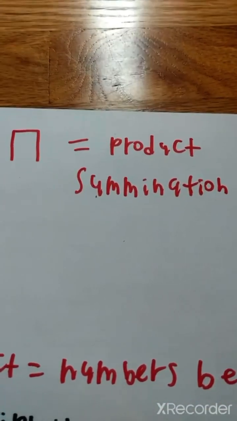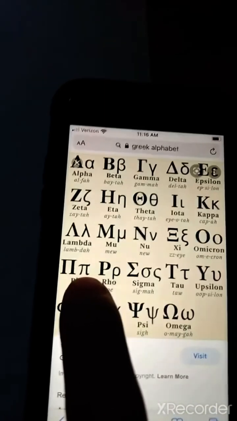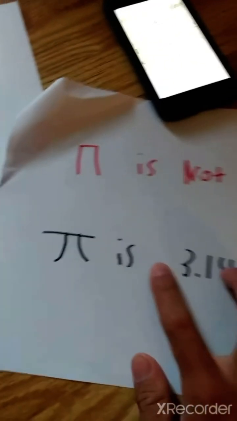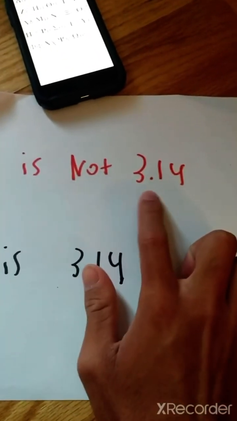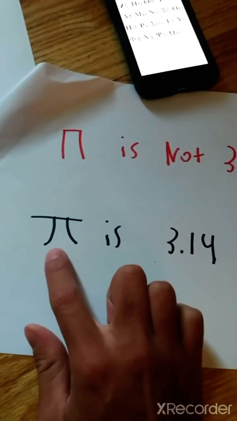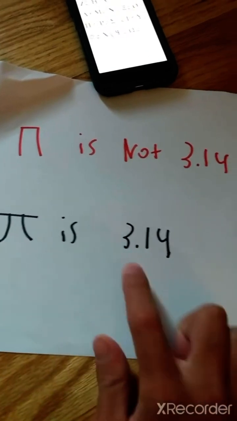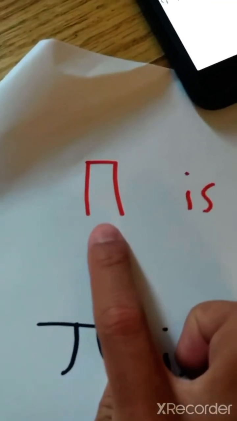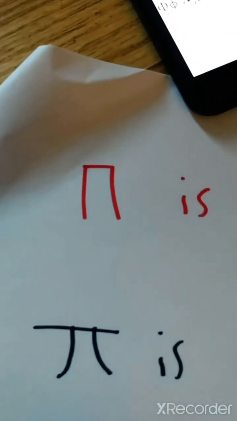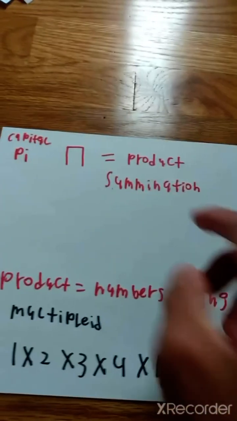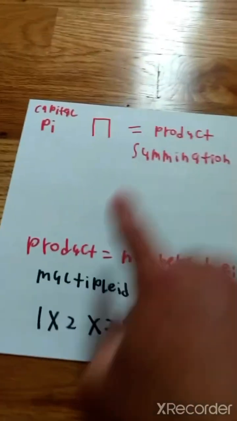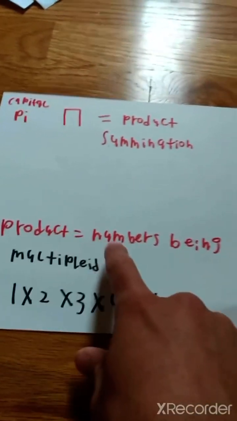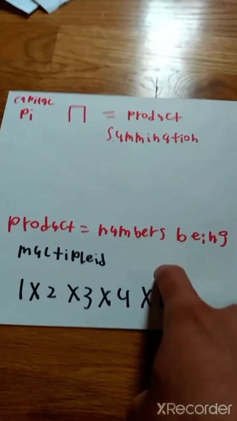But there is one problem. The capital Pi can be confused with the lowercase pi because the capital Pi is not 3.14. The lowercase pi is represented as 3.14. The question is, what does the capital Pi do in mathematics? The capital Pi represents the product, and the product means numbers being multiplied in a sequence.